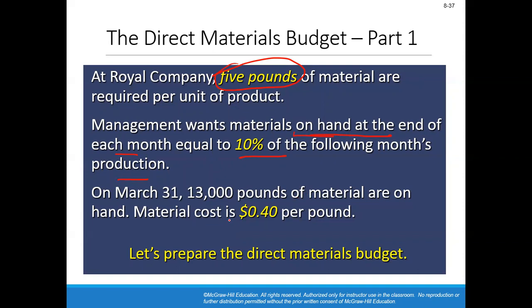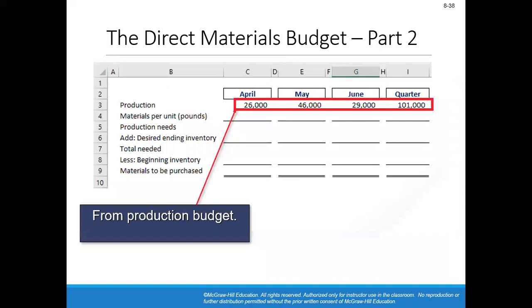On March 31, 13,000 pounds of materials are on hand. Material cost is $0.4 per pound. Let's prepare the direct materials budget. Try to understand, this is exactly similar to the process which we just followed for the production budget. So let's try to prepare this together. This is our production. From the production budget, we have the production figures for each month.